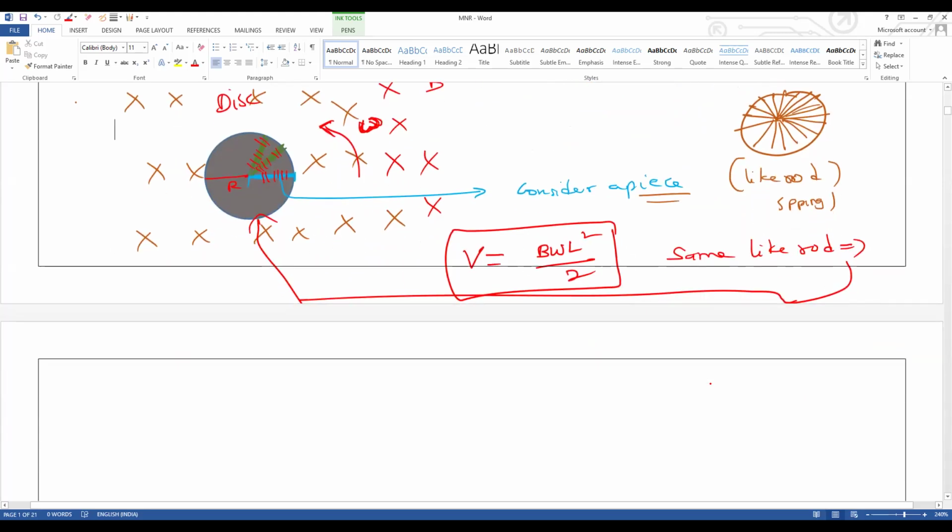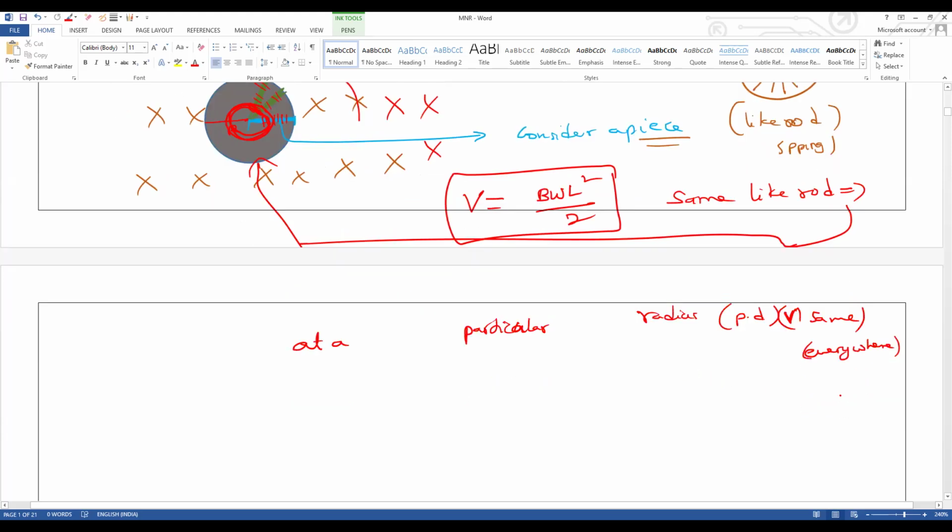So at a particular radius, for example with this radius, I keep checking throughout the disk. Does the potential difference stay the same or vary? At a particular distance, each particle is traveling the same distance. So what is the potential difference? The PD will be the same everywhere in a given distance. Is it okay, guys?